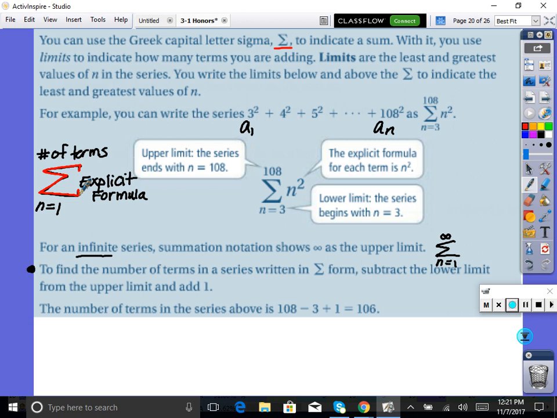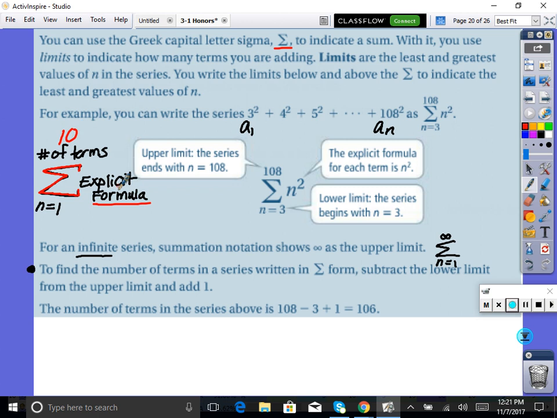Limits are the least values in the series and, okay, wait, whoa. I cannot read this tilted sideways, sorry. With it, you'll use limits to indicate how many terms you are adding up. Let's just keep this basic here. Now we're gonna write an equation based on our series. So our lower limit is here, our upper limit is here. We're always gonna choose to write from 1 to the number of terms we're summing up. So let's say we were summing up 10 terms, we would write n equals 1 to 10. Does that make sense, everybody?